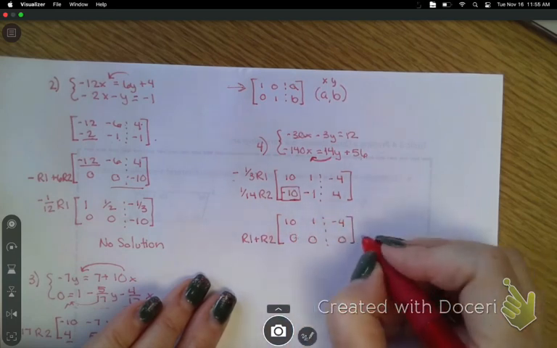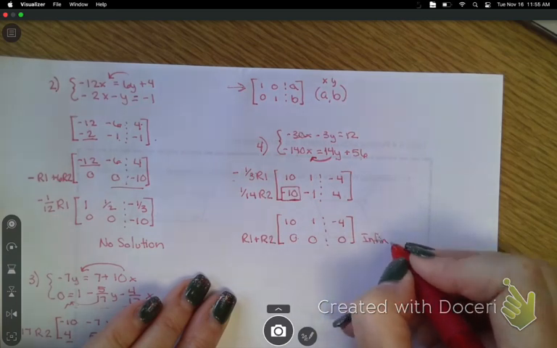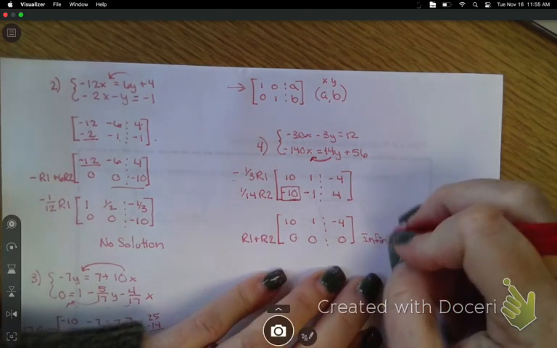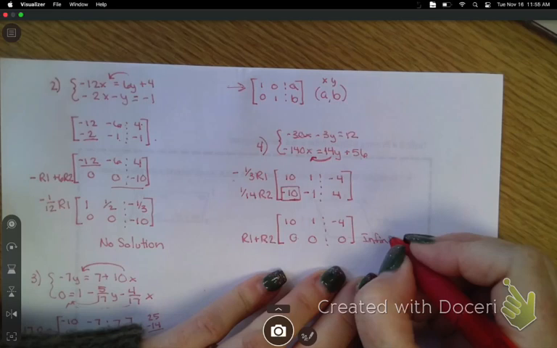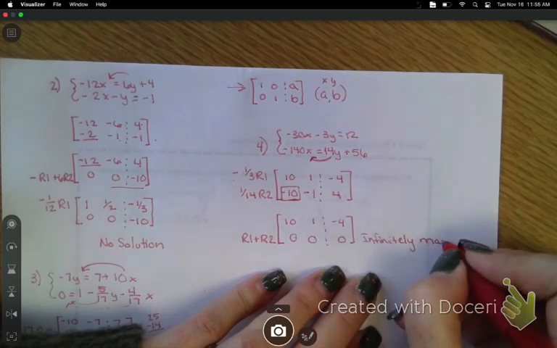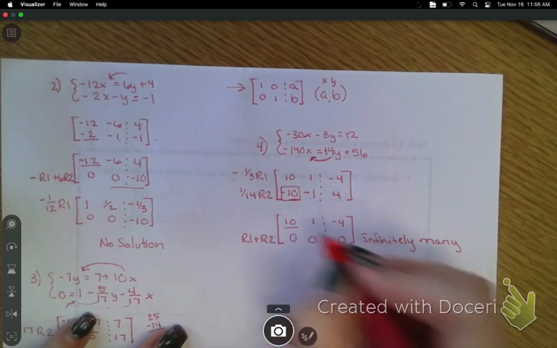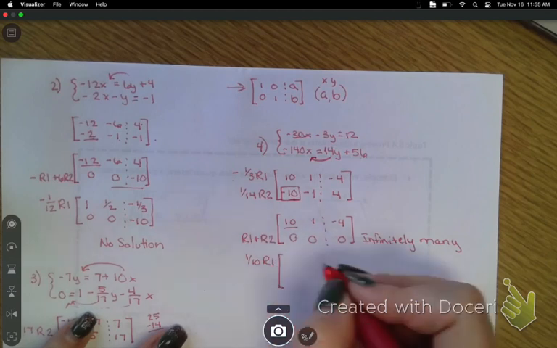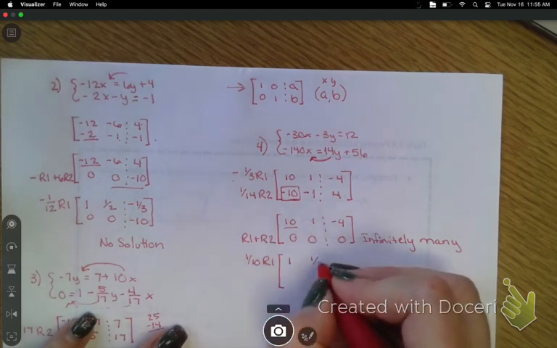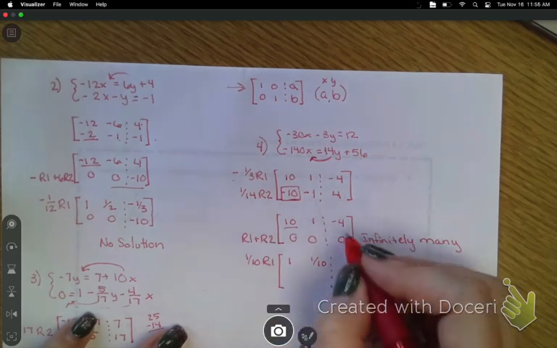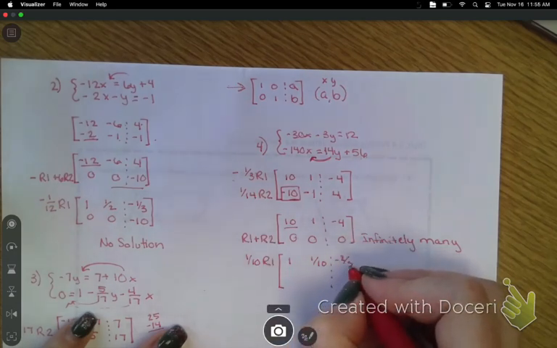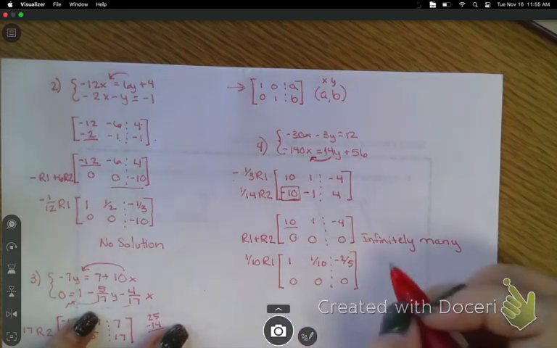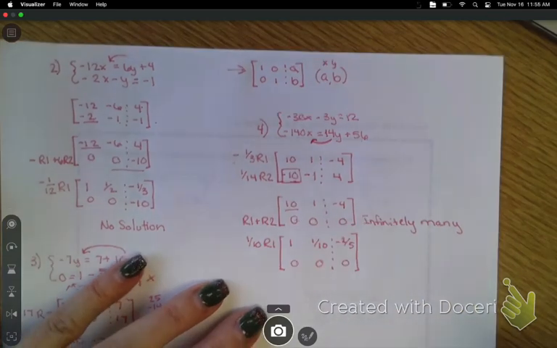So I know right now we have infinitely many solutions, but we have to finish it out. We've got to get that 10 to be a 1, so 1/10 R1. So 1, 1/10, and 4/10 would be -2/5. So I still had to get it as close to reduced row echelon form as possible.